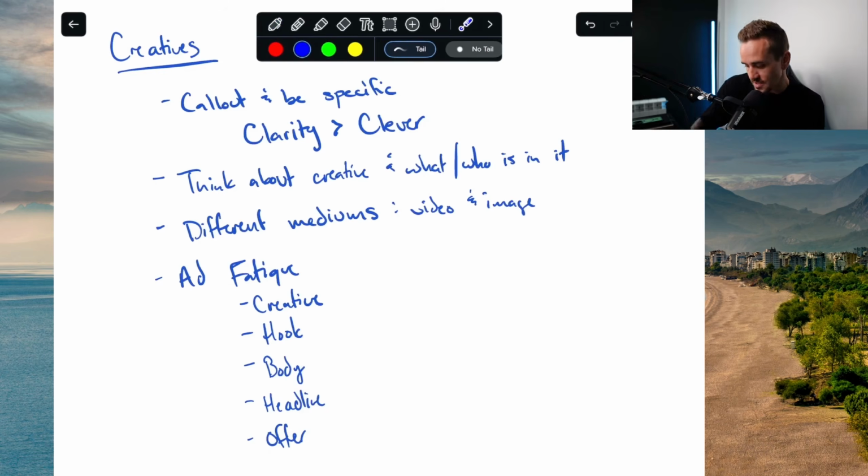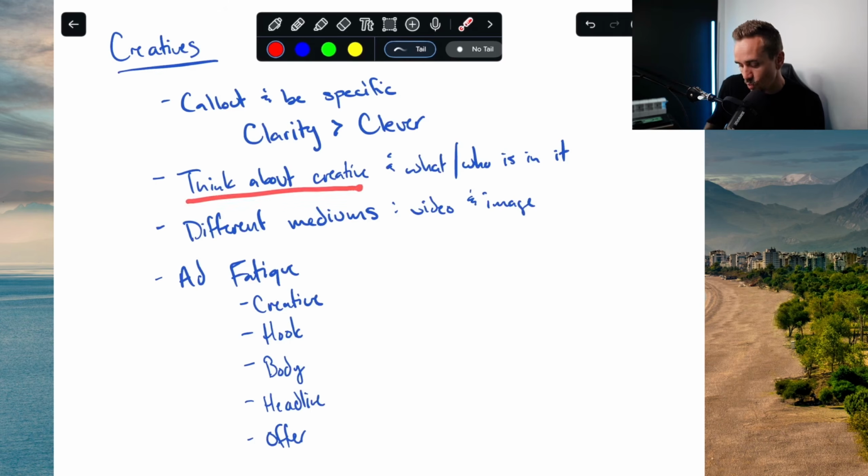One of the most important things is making sure you're calling out and being very specific about who you want to go after in your ads, because it's really important to be very clear about who you want to target versus trying to be clever or witty with your ads. And that's not only going to help people who are watching find your ads to understand that this is for them, but it's also going to help Facebook understand who these are for.